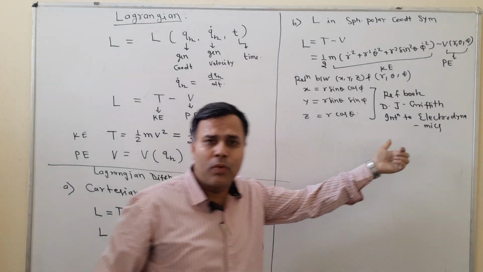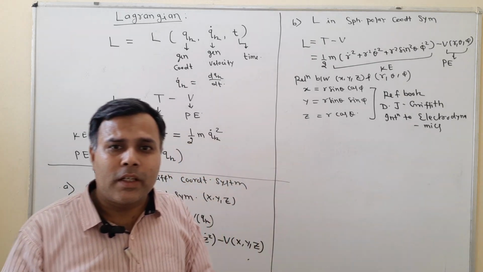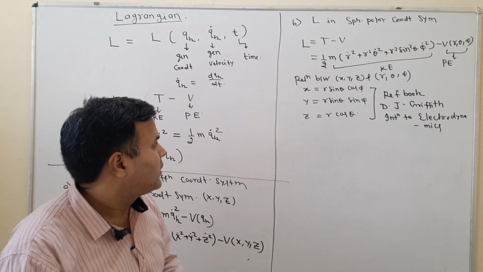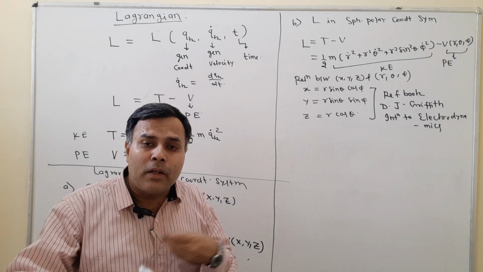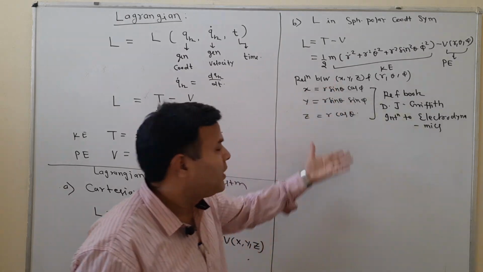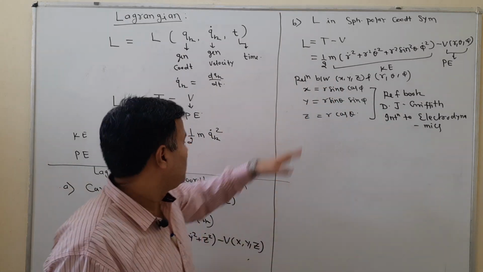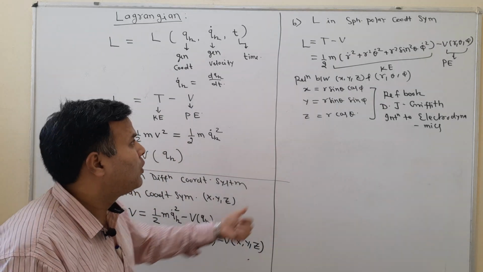So this is a very good book. You can see how to express different coordinate systems and what the relation is between x and r, theta, phi, and the different coordinate systems. So just go through this book, and you will get this beautiful relation. This is the way you can express your Lagrangian in different coordinate systems.